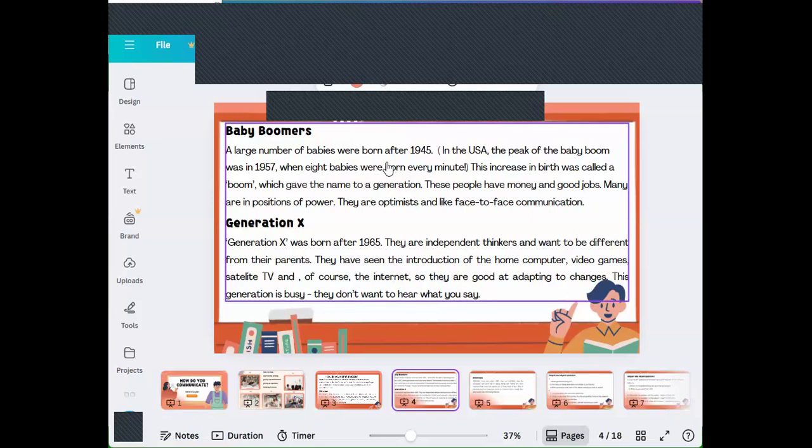This is the main thing about baby boomers, what booms. The large number of babies were born after 1945. Veterans are before 1945, baby boomers are after 1945. In the USA, the peak of the baby boom, the peak means the top of the bar chart or the top of the pie chart or graph, we call that the peak.